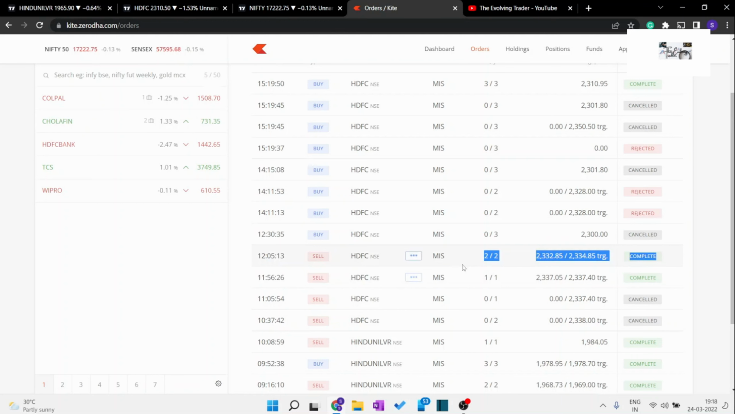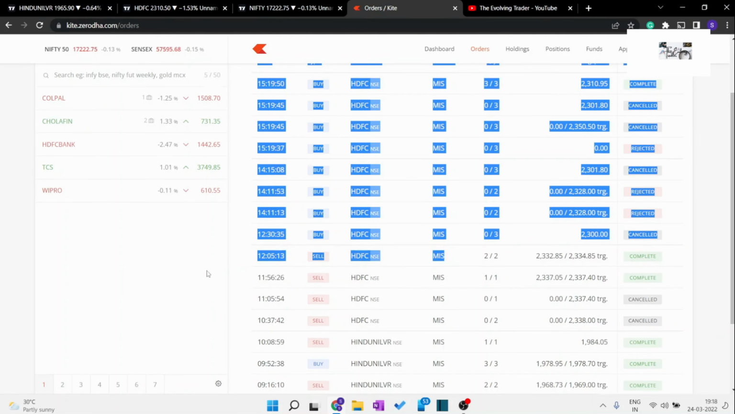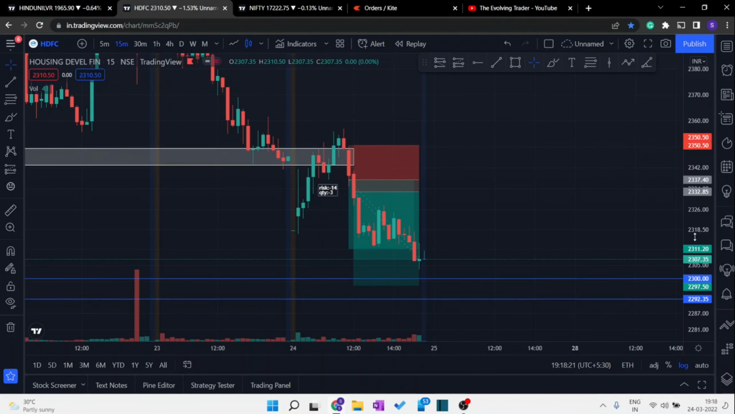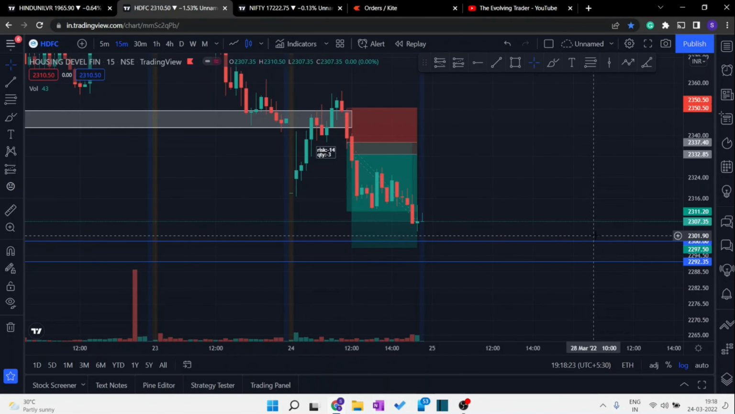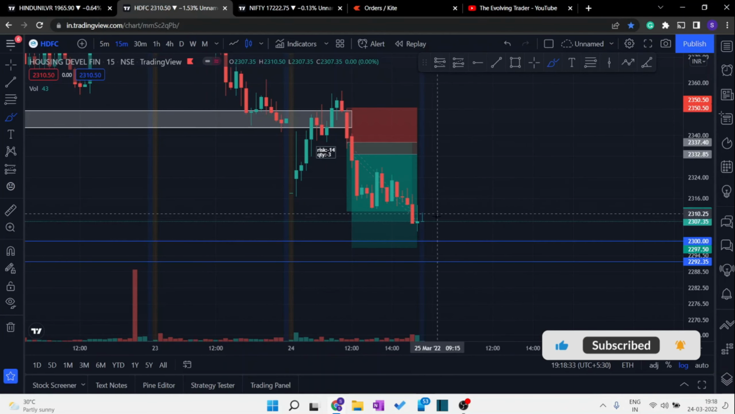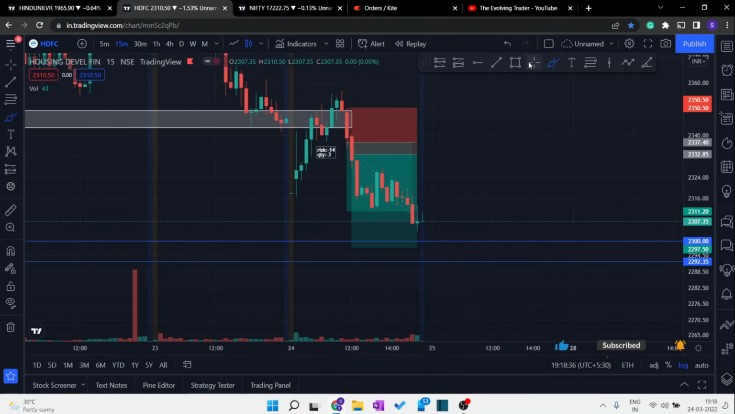So here at 11:56 I got my half quantity, and here at 12:05 I got my full quantity. It was placed for 2334.85, I got it at 2332.85. So it made a bit of difference. My average target was somewhere here, and due to that 2 rupee difference, it would have been here if that difference hadn't been created, and I would have got my target.